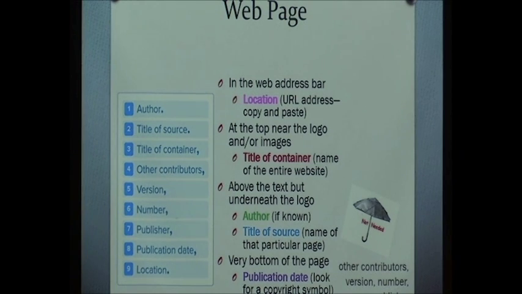We're throwing out the things that we're not using, which are things like the other contributors, the version and the number. You're not going to probably find that. There are some exceptions, and we'll talk about that in a minute. We might not have a publisher, and we might have a publisher. It really depends. I'm going to say this particular website doesn't really have a publisher, but you might find something.